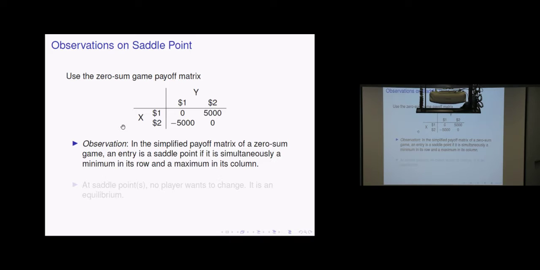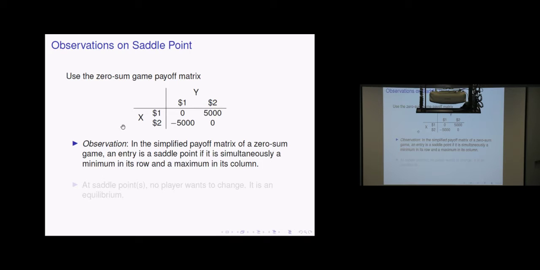Now how about this position, this 1? 0 is the minimum of the first row, because 0 is less than or equal to 5,000. But at the same time, it is the maximum of this column, because it is bigger than minus 5,000. So this is a saddle point. In this direction it is minimum, but in the other direction it is maximum. You are with me, right?